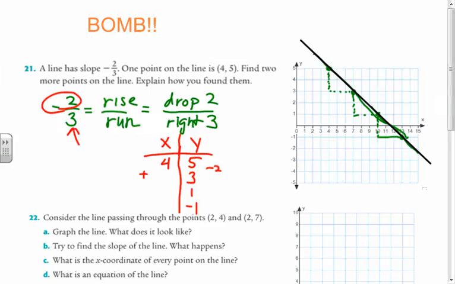That means I'm going to add 3 to the x's. X axis is the horizontal axis or the run. So if I add 3 there, I get 7, 10, 13. Well, notice that's these points right here. This point here is 7, 3. This point right here is 10, 1. And this point right here is 13, -1. All right, that's it for this lesson. We'll talk about this more next time we meet in class.